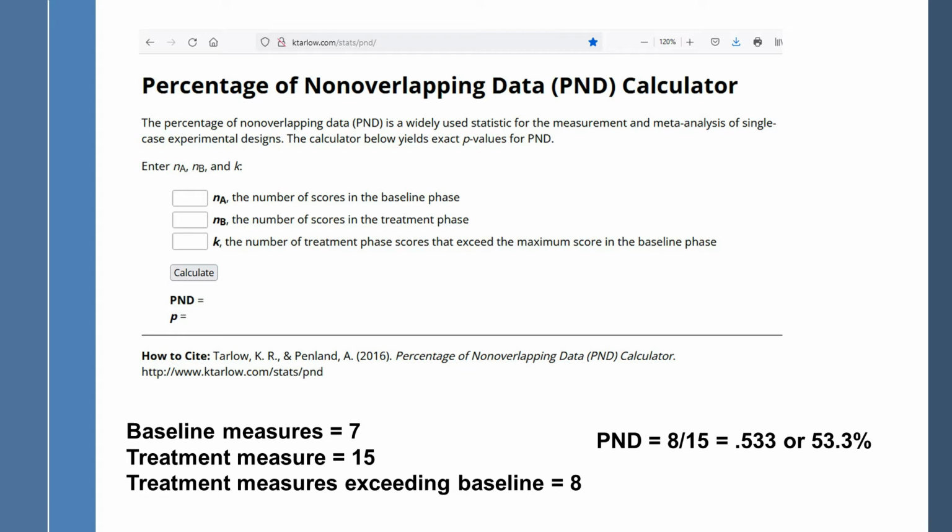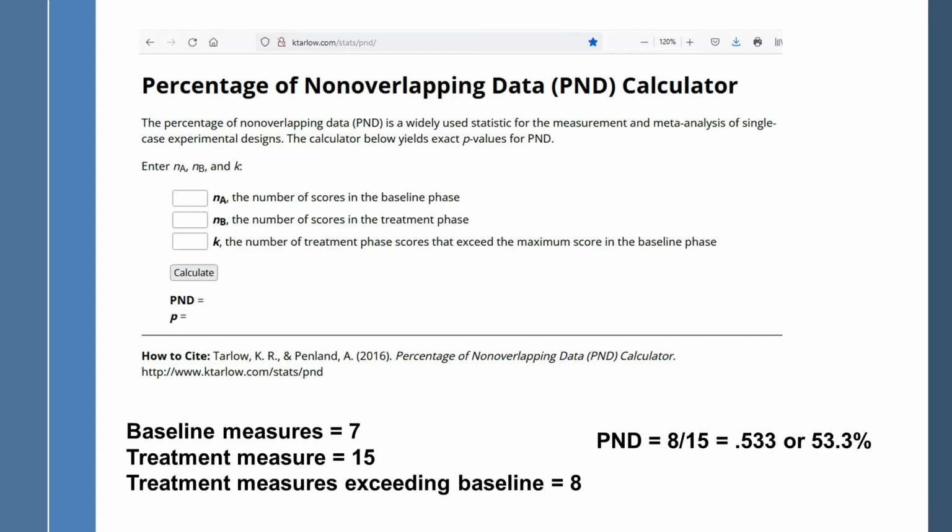Now, there's also a calculator that you can find online by Kevin Tarlow. I don't have any connection to Tarlow or any of his colleagues, but I like online calculators, and this one is pretty easy to use. So if you just go to the URL that's shown at the top of the screen, you can find it, or if you just Google Tarlow PND calculator, you'll find it.